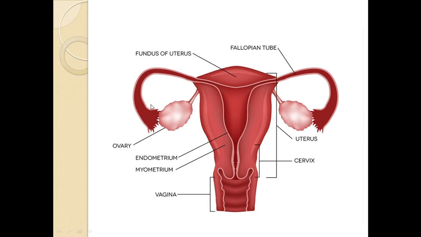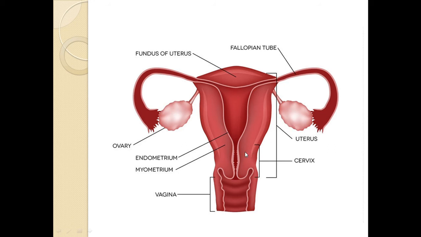Now the third very important part is the uterus. See this one, this middle part is the uterus. The uterus is single and it is also called a womb. The shape of the uterus is like an inverted pear. It is supported by ligaments attached to the pelvic wall.